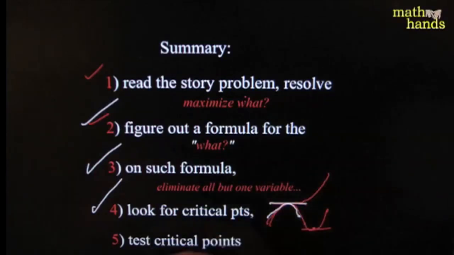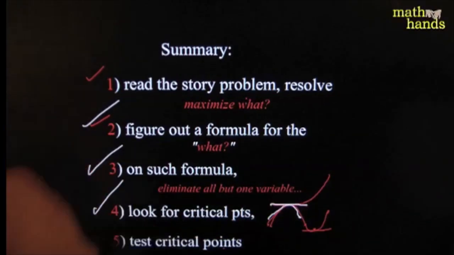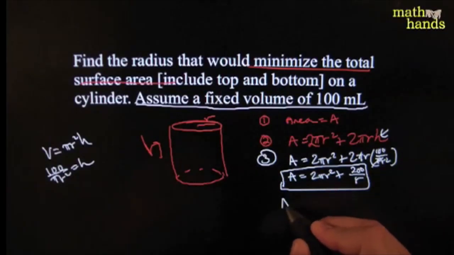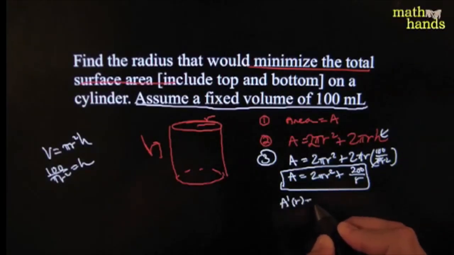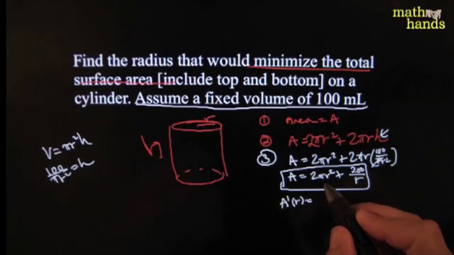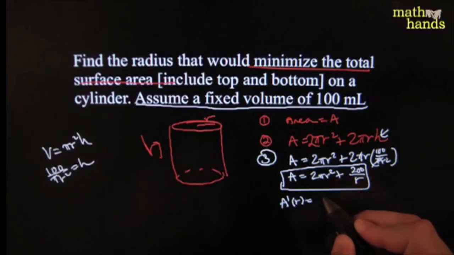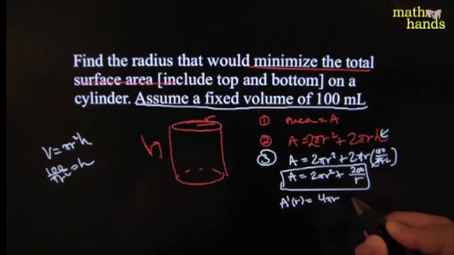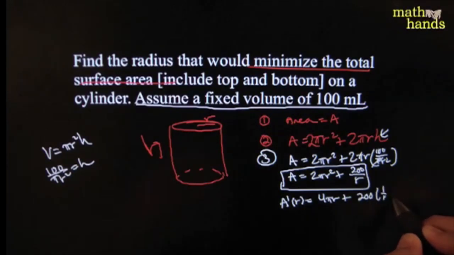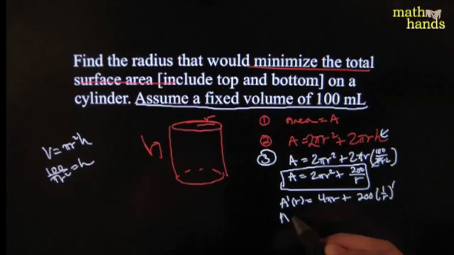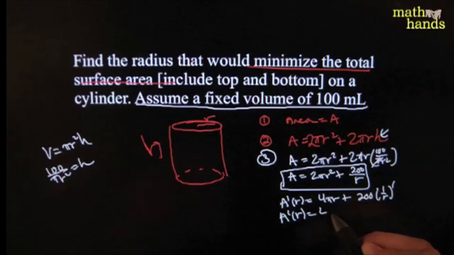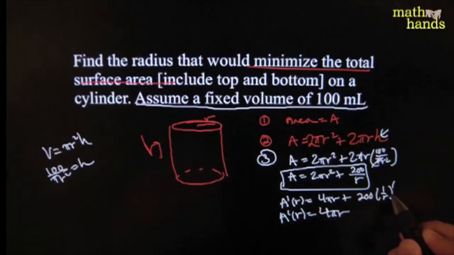So we're going to look for critical points now. Let's do it. Talk is cheap. So I know I got to find dA/dr, the derivative with respect to r. So that would be 2 pi r. That would give you 4 pi r plus 200 times the derivative of 1 over r. What is the derivative of 1 over r? Well, for that, you got to think about it as r to the negative 1.